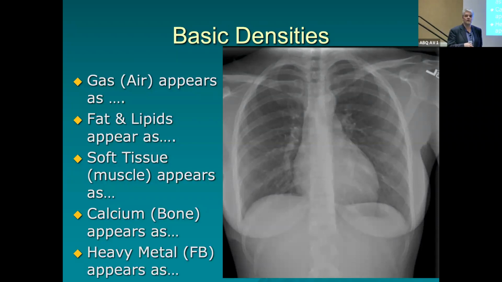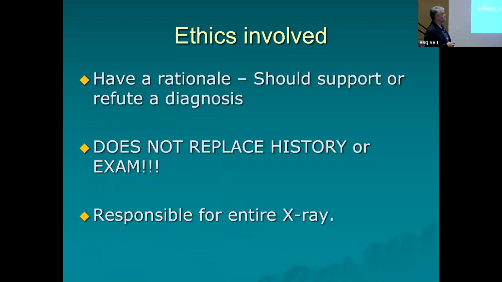A foreign body or a metal is going to appear almost solid. So the different types of tissues kind of give a clue in terms of what's going on. If I have lots of air in the lungs, it's going to appear darker. If I have more soft tissue or fats or lipids or some type of growth, it's going to appear a little bit more solid. And if I've got some type of infection process going on, it'll appear a little bit lighter as well.